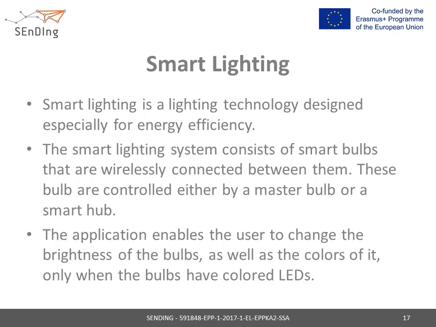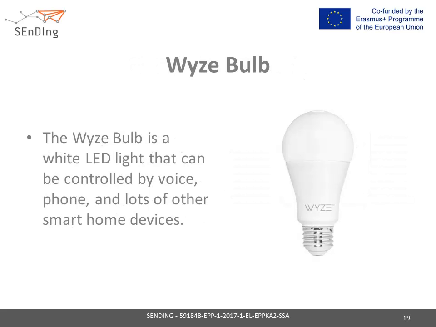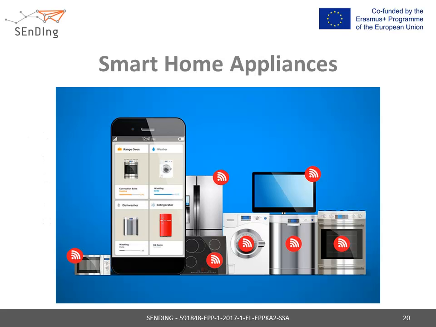The user is also able to create a schedule or even create different lighting combinations for specific occasions. The Philips Hue line delivers bulbs that let you control not only the intensity of the light, but also the color. The Wiz bulb is a white LED light that can be controlled by voice, phone, and lots of other smart home devices.